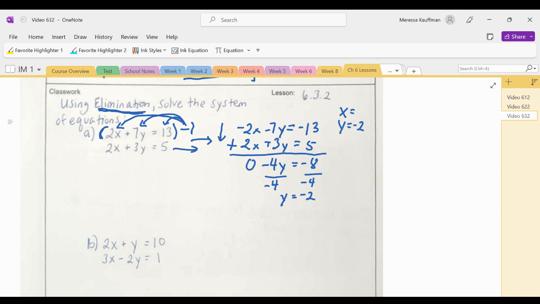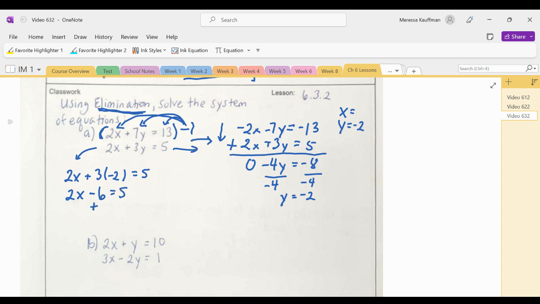So remember, I can use one of these two equations. I'm just going to choose the bottom one. Remember, I know what y is equal to, so I'm going to rewrite this one: 2x plus 3, and I'm going to use my parentheses because I know what y is, negative 2, is equal to 5. So I'm going to rewrite this, but I'm going to do the multiplication. 3 times negative 2 is negative 6, is equal to 5.